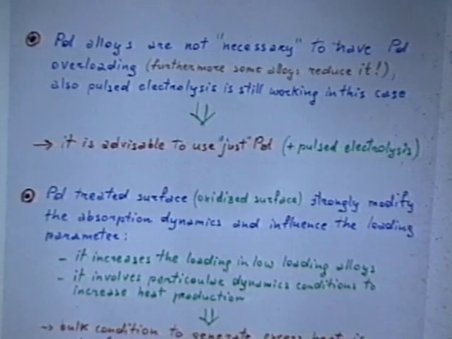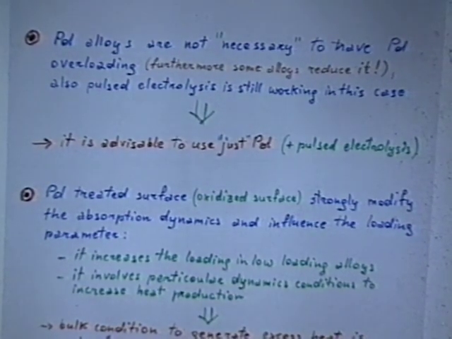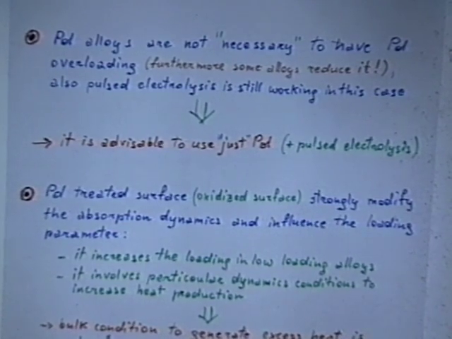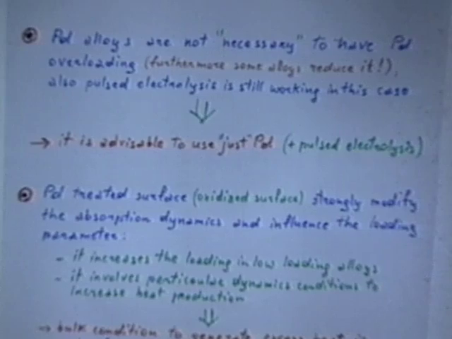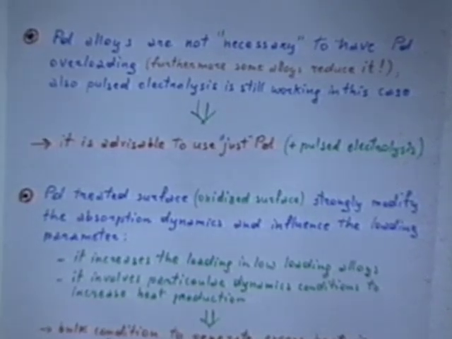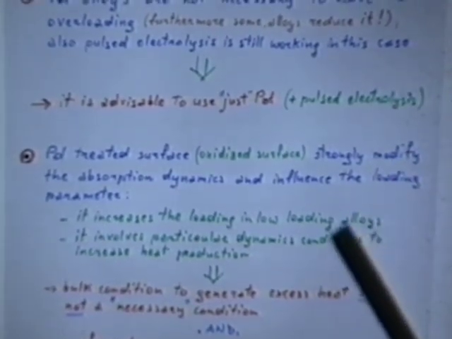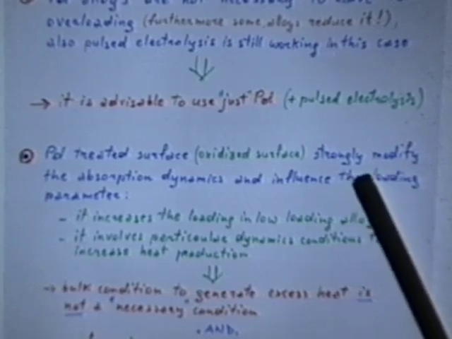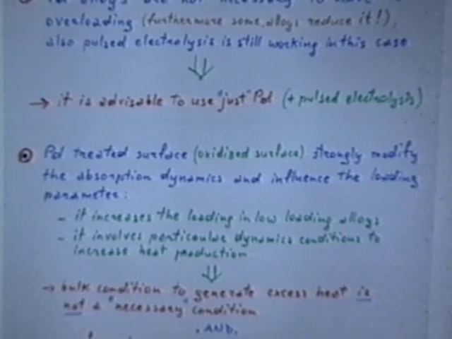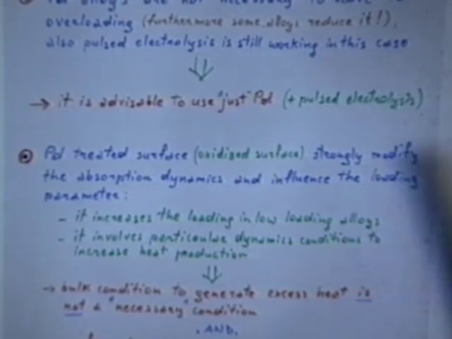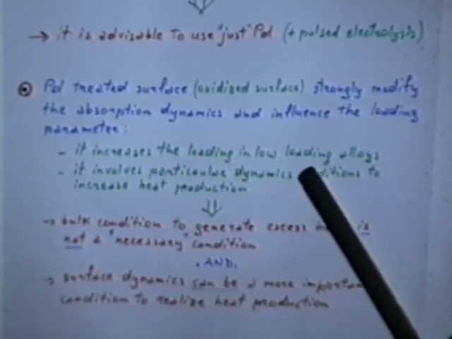Finally, the palladium treated surface. We just treat the surface using oxidation. Maybe we can have this treatment in a different way. We can use other conditions to treat the surface. This is just one. But if we make a treatment of the surface, this treatment strongly modifies the absorption dynamics we have seen, and the loading parameter can be influenced by this parameter. So this treatment increases the loading.